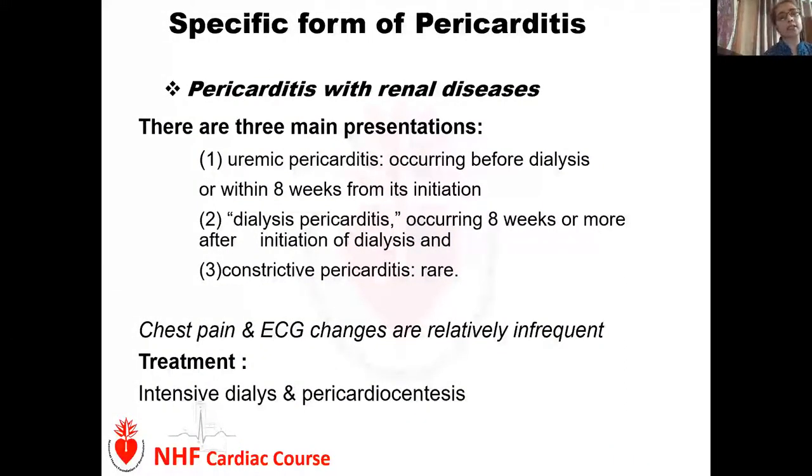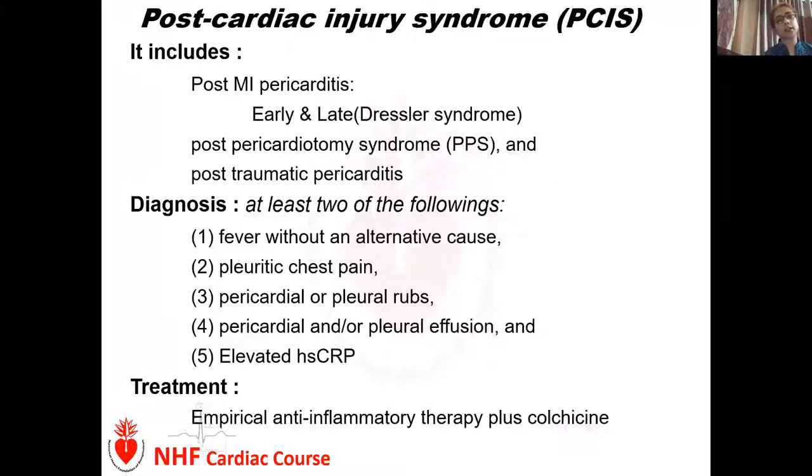Now, some specific forms of pericarditis. Pericarditis with renal disease usually has three main presentation forms: uremic pericarditis, dialysis pericarditis, and constrictive pericarditis, which is basically rare. Unlike the typical features of pericarditis, here chest pain and ECG changes are not very frequently observed. Intensifying dialysis is the treatment option. Sometimes pericardiocentesis may be needed for large pericardial effusion.